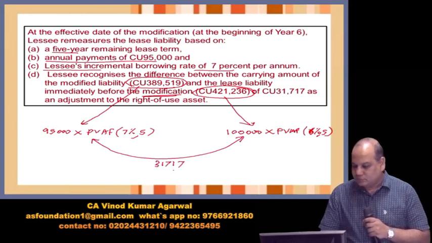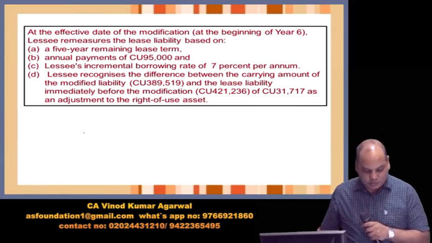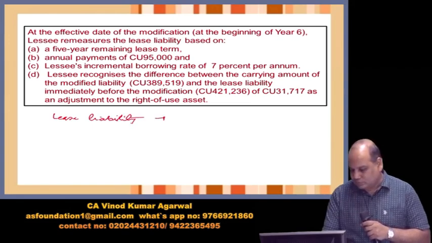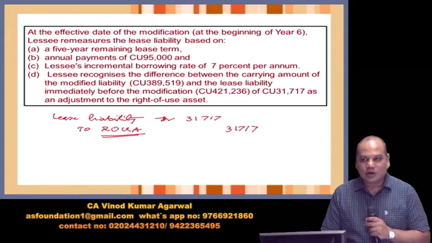And the difference between these two figures is 31717. Where will you adjust it? Asset and liability. What entry will you pass? So write down the journal entry. Lease liability account debit 31717 to right of use asset 31717. Shortcut is not allowed in the exam. You will write right of use asset. Okay.